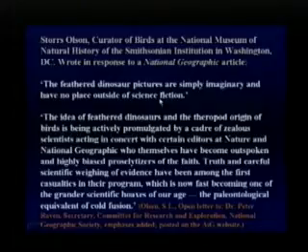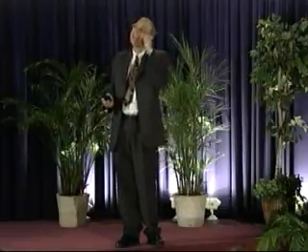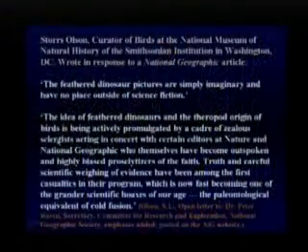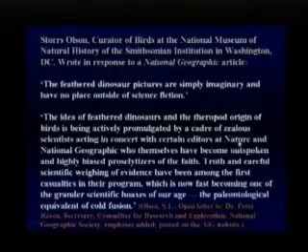Are you ever told this at the school level, yes or no? No. Nobody hears this. You only hear one-sided propaganda. In fact, that is unfair science because it's based on a lie. The idea of feathered dinosaurs and the theropod origin of birds is being actively promulgated by a cadre of zealous scientists acting in concert with certain editors at Nature and National Geographic.